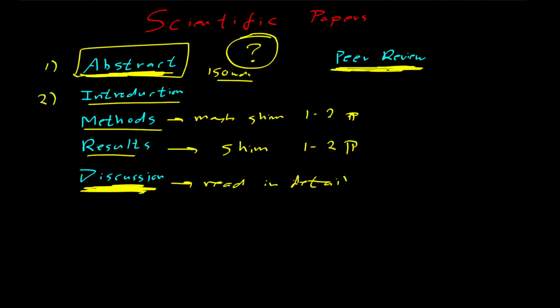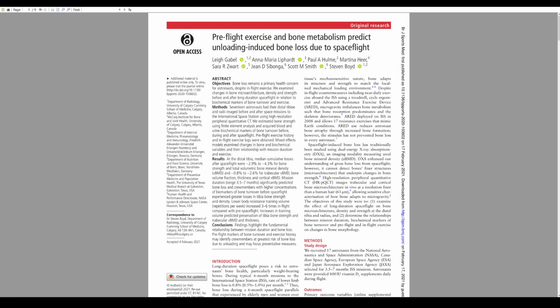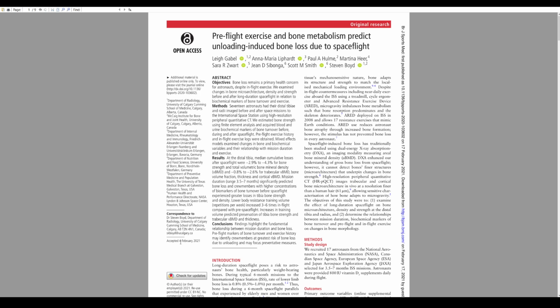So let me tell you what I mean. Let me pull up the paper for this week, and I'll walk you through how I might approach it if I'd never seen this paper before. So here's the paper. I'm super excited about this because it came out last week. You'll notice it was accepted for publication, meaning it passed all those stages of peer review, on the 4th of February, 2021. And this paper is about bone loss during space flight in astronauts.